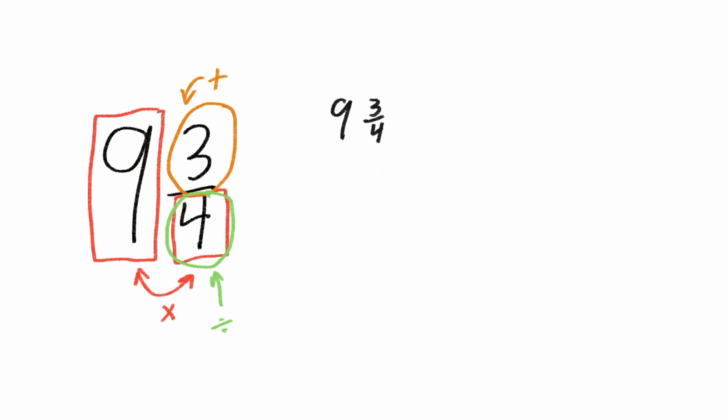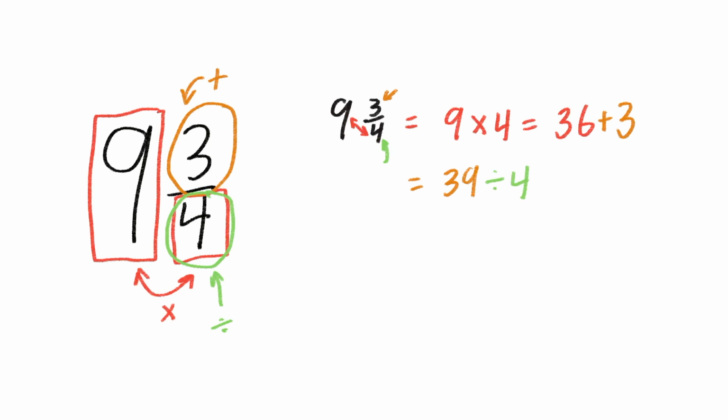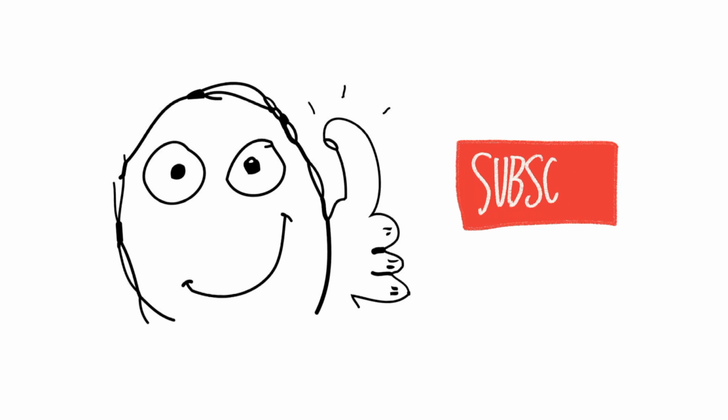For all of my Potterheads out here, with this example, 9 3/4, it can be converted to an improper fraction by first multiplying 9 by the denominator 4, and then adding the numerator 3 to get 39, and then finally just dividing everything by the denominator, which is 4 in this case. It's that easy.